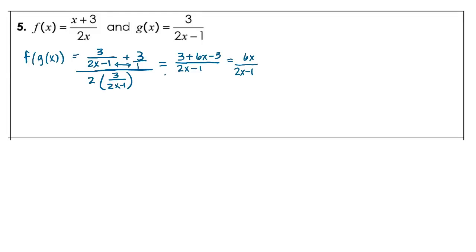And now let's look at the denominator. And here we're going to have 6, because this is over 1, multiply across the top and across the bottom.